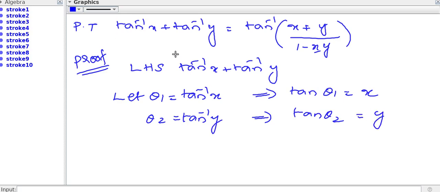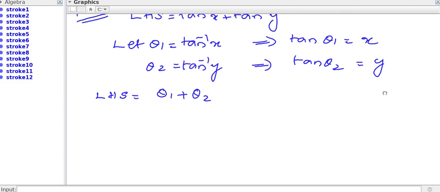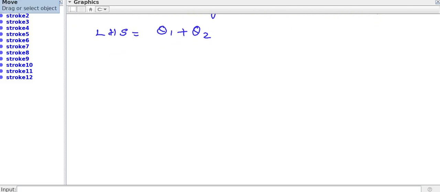Okay, so we just replace the first term of the LHS by theta 1 and the second term of the LHS by theta 2. So what happens to the LHS? The LHS becomes theta 1 plus theta 2. Now we want to prove that theta 1 plus theta 2 is equal to tan inverse of x plus y by 1 minus xy. For that purpose, we are going to apply tan on both sides. So LHS is theta 1 plus theta 2. So what about tan of theta 1 plus theta 2?